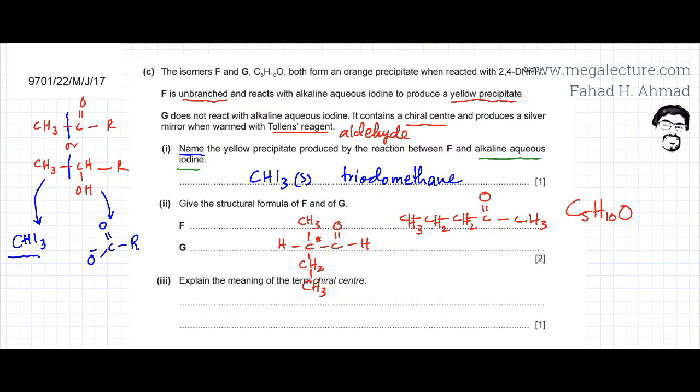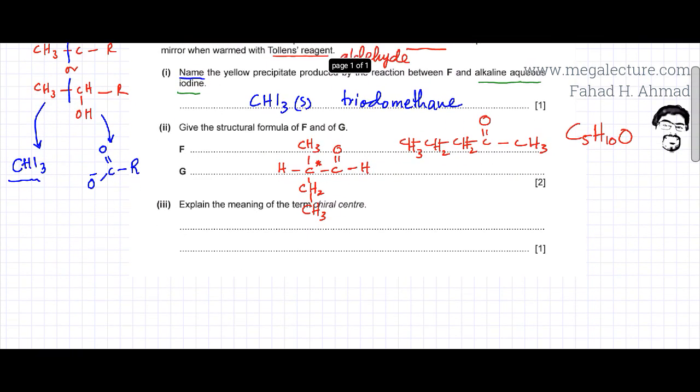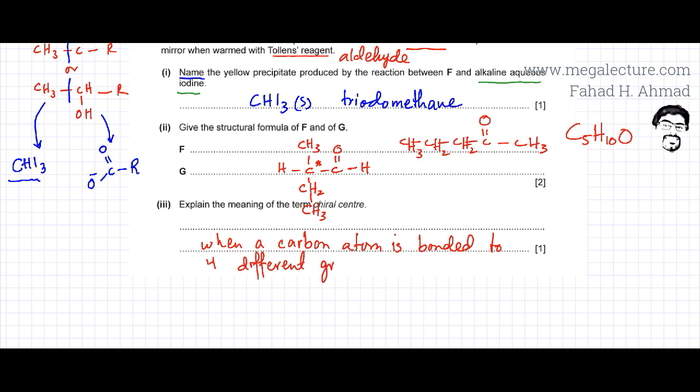The next part of the question states: explain the meaning of the term chiral center. So we need to define what a chiral center is. A chiral center is a carbon atom that is bonded to 4 different groups.